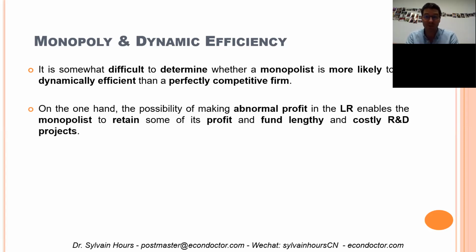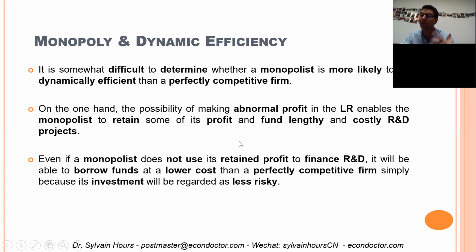And I think it's interesting if your students write an essay about the difference between perfect competition and a monopoly, I think this is a very interesting point that they have to make. On the one hand, the possibility of making abnormal profit in the long run enables the monopolist to retain some of its profit and fund lengthy and costly R&D projects. So this is about the ability to innovate.